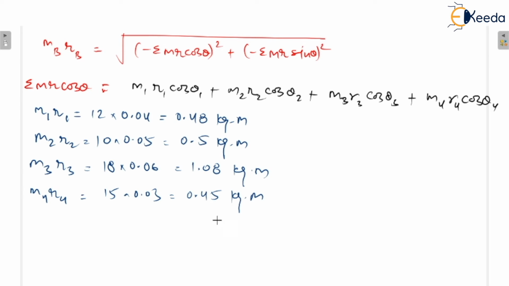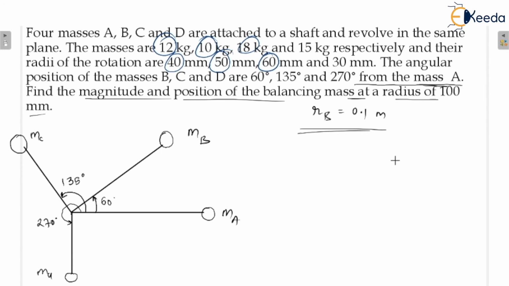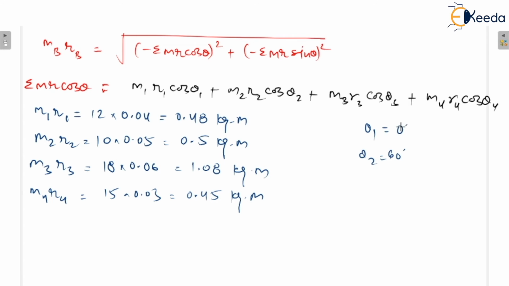And what is theta 1? Theta 1 is 0 because it is the horizontal reference, and theta 2 is 60 degrees. Theta 3 is 135 and theta 4 is 270 degrees. We just have to put these values in equation number 1. So when you solve these equations, you will get the value of summation of MR cos theta.